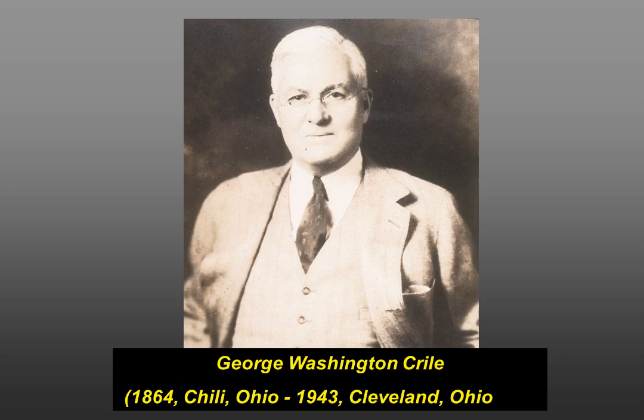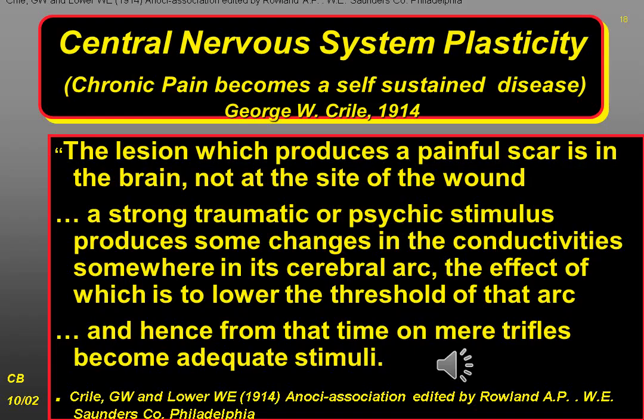This is not a new idea. George Washington Crile, a surgeon born in Ohio and a founder of the Cleveland Clinic, 100 years ago hypothesized that pain was a disease, as he wrote: The lesion, which produces a painful scar, is in the brain, not at the site of the wound. A strong traumatic or psychic stimulus produces some changes in the conductivity somewhere in its cerebral arc, the effect of which is to lower the threshold of that arc, and hence from that time on, mere trifles become adequate stimuli.